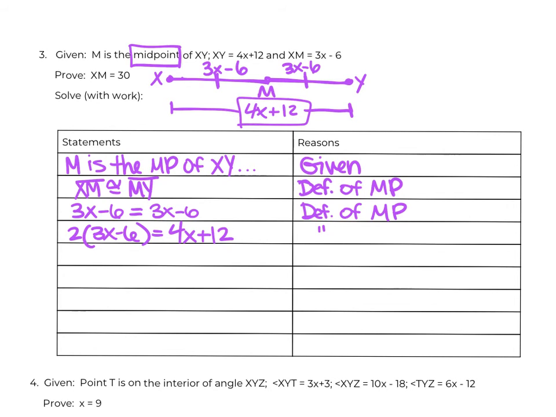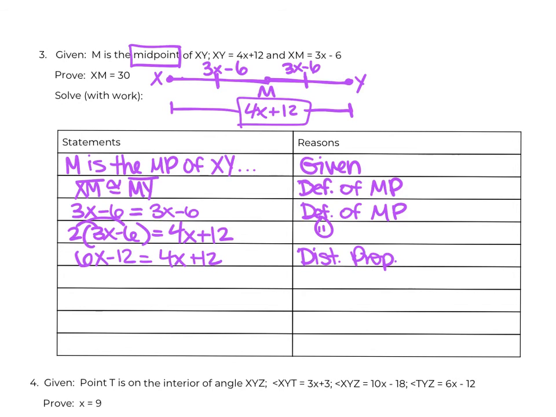We're going to get to the 6x though because we can now do what to solve this? Distribute. So now we have 6x minus 12 equals 4x plus 12. And if we distributed, our reason is? Distribute. Yes. Well, what's the one above that? So the little lines mean the same thing as the line above it. I was being lazy.